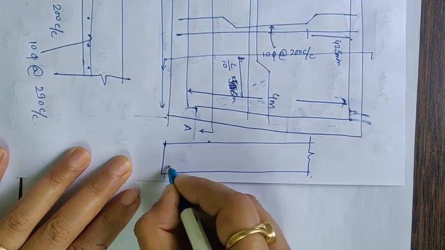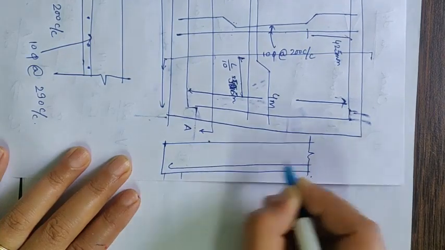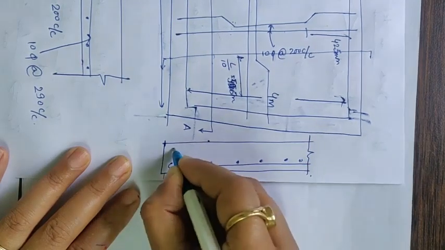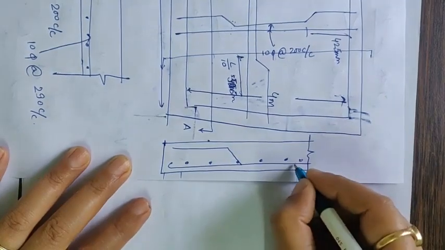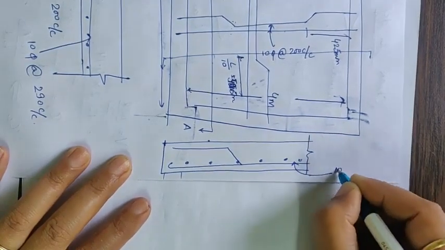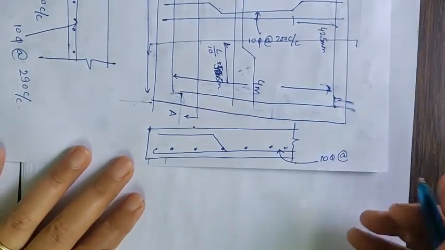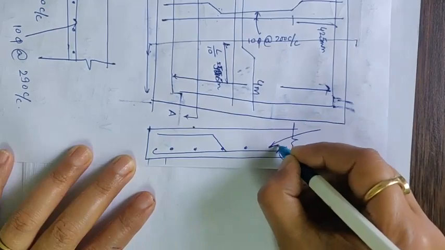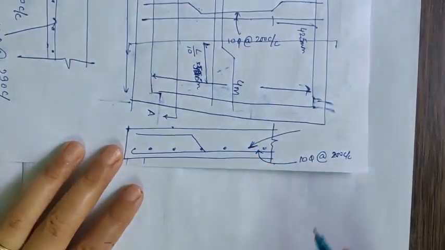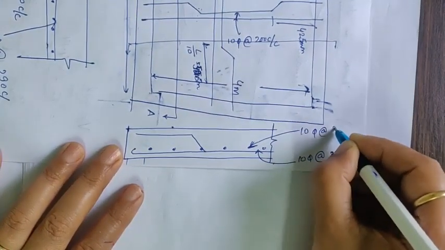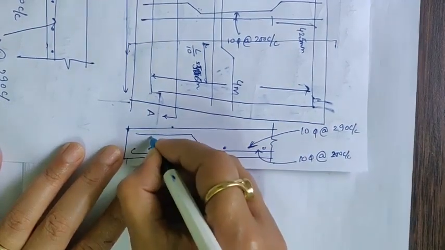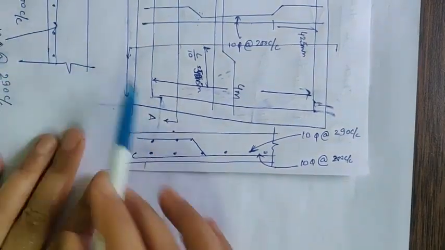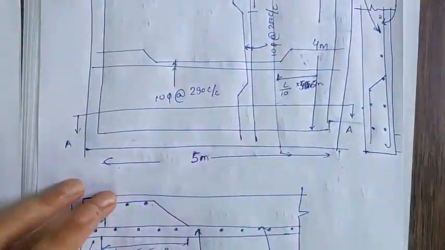In this case, this is the main reinforcement, this is the secondary reinforcement perpendicular to it. So now this is the main reinforcement, 10 dia at the rate of 200 center to center. This is the reinforcement in the Y direction, that is 10 dia at the rate of 290 center to center, and half of the bars are bent up. Okay, so this is the way we draw the reinforcement detailing.